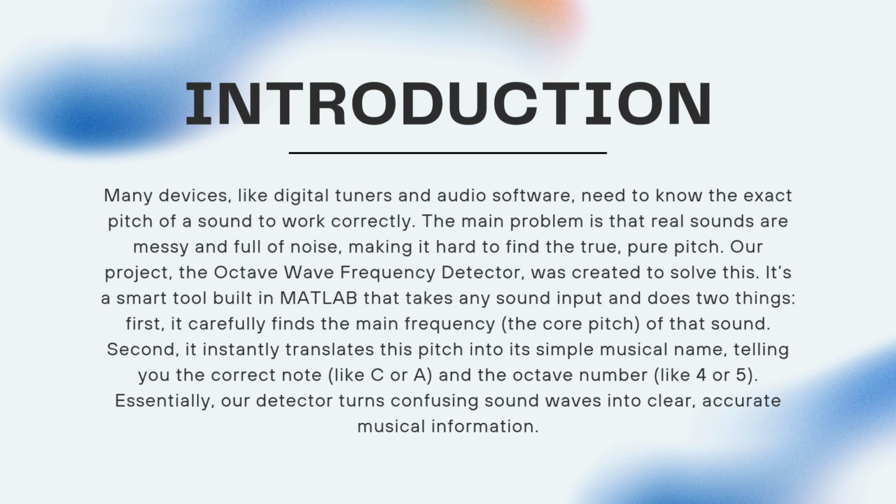It's a smart, robust tool built in MATLAB that has a twofold function. First, it uses advanced signal processing to find the main frequency, the core pitch of that sound. Second, it instantly translates this raw frequency into its simple universal musical name, the correct note like C or A, and the octave number like 4 or 5. In essence, we are turning complex sound waves into clear, accurate, and actionable musical information.